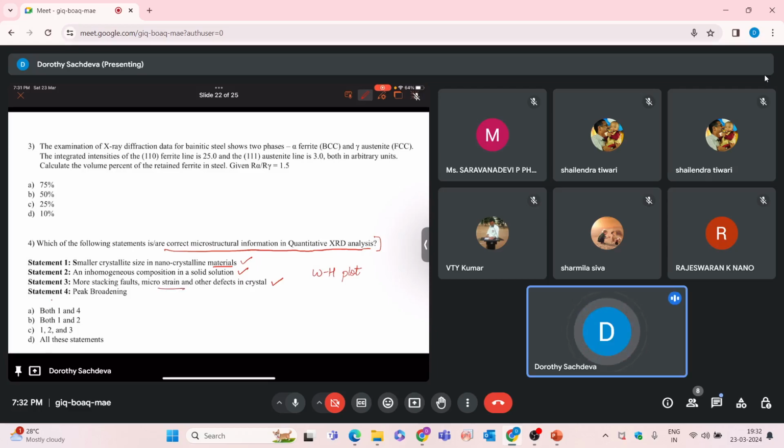And statement 4 says the peak broadening. Yes, this information is also captured by using your XRD analysis. So all the statements are correct in this case. So option D is correct. The question asks which of the following statements are correct microstructural information, so all of these are captured from your quantitative XRD analysis.